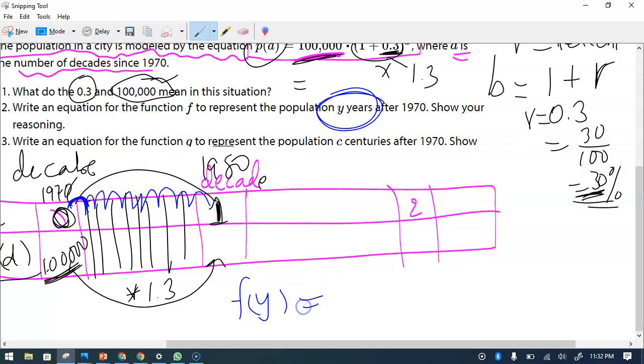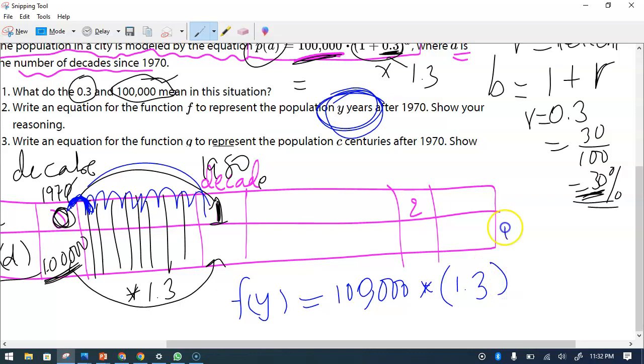So how does the formula change? It was 100,000 in the beginning, and your rate is 1.3, but because there are 10 years in one decade, we'll have to write t years or y years. So we'll have to write y and divide by 10. Because if you put y equals 10, you do get back your 1.3, which multiplies. See, that's the 1.3 factor. So let me write it neatly here.